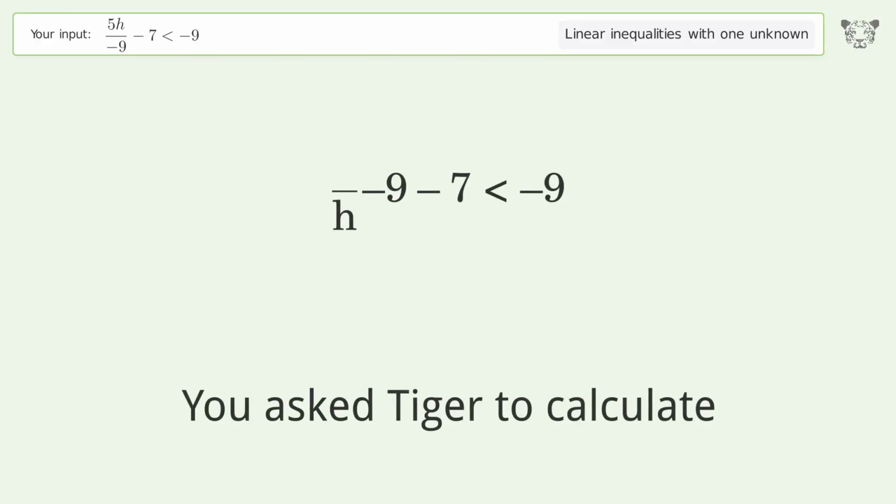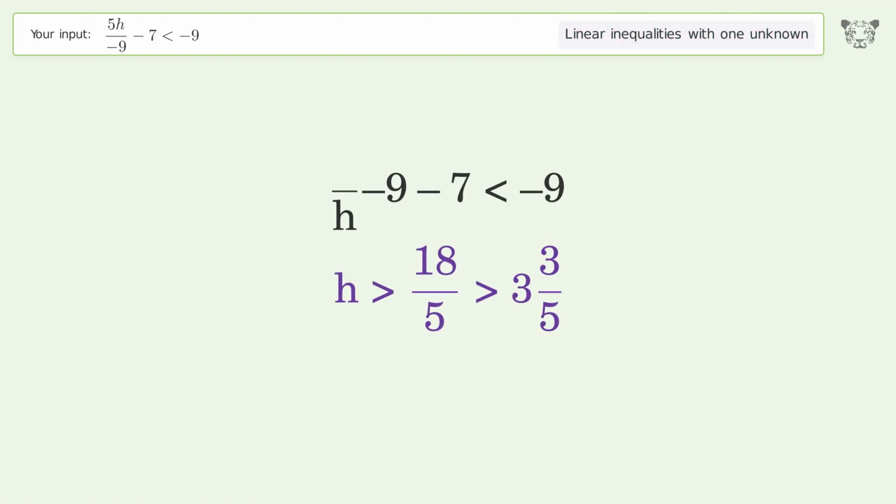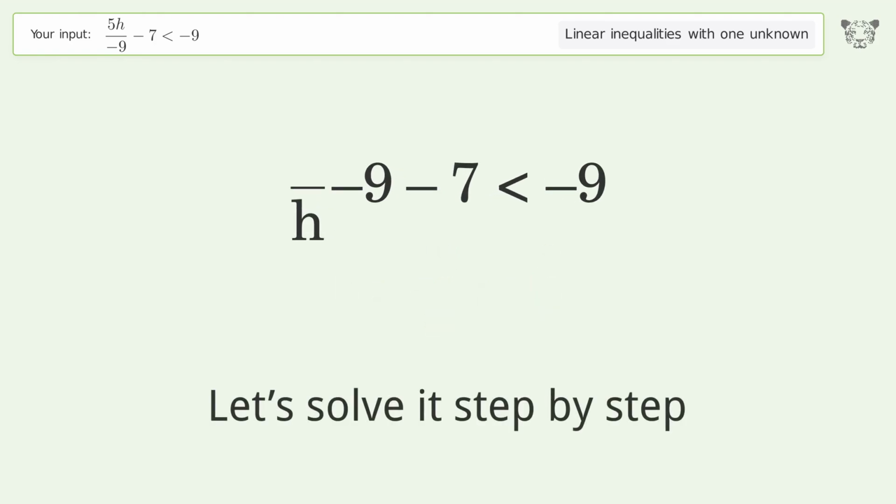You ask Tiger to calculate. This deals with linear inequalities with one unknown. The final result is h greater than 18 over 5 greater than 33 over 5. Let's solve it step by step.